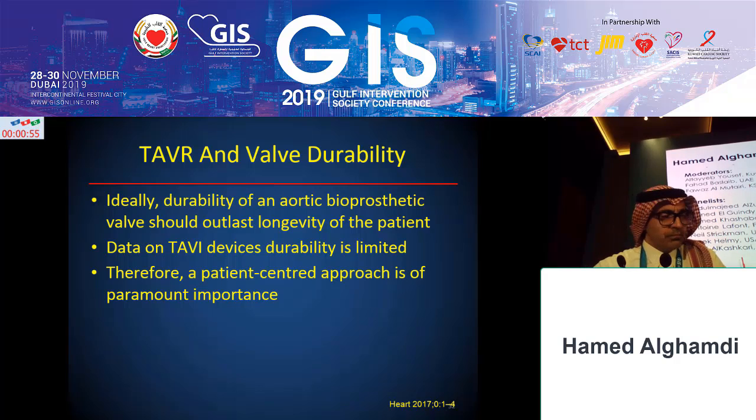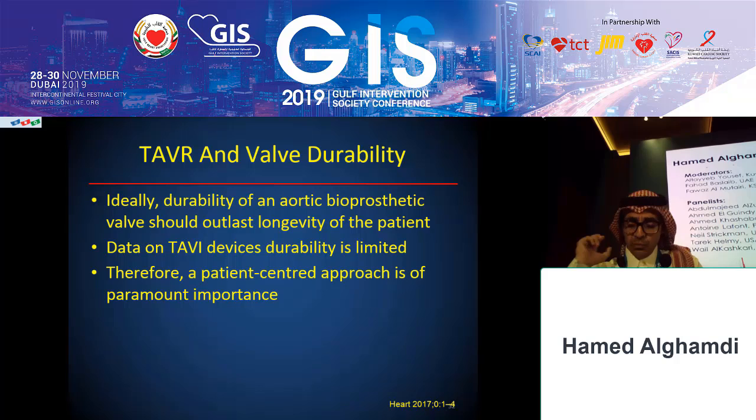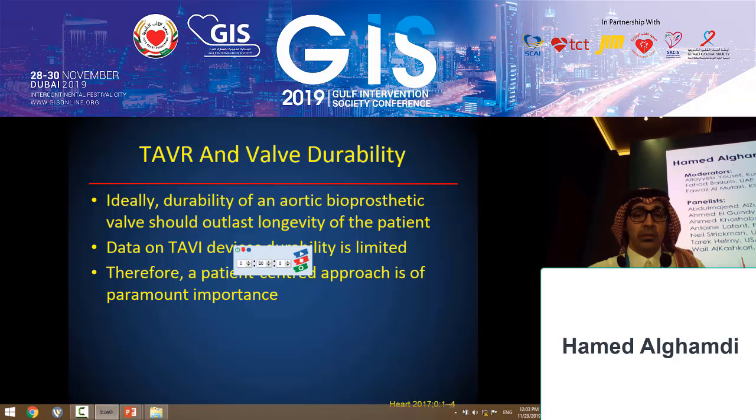Okay. Can I just have 1 minute, if I may? Just to close up with the most important point that comes down, when we talk about bicuspid aortic valve, which is durability. Now, ideally, durability of an aortic valve prosthesis should outlast the longevity of the patient, and it's very true for bicuspid aortic valve because they are very young patients.